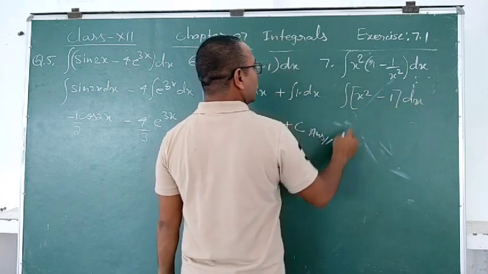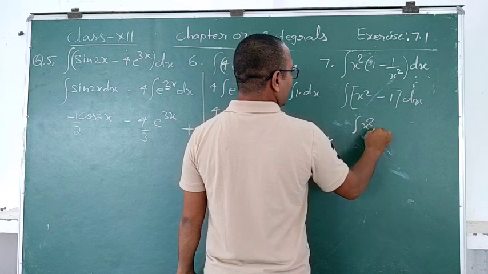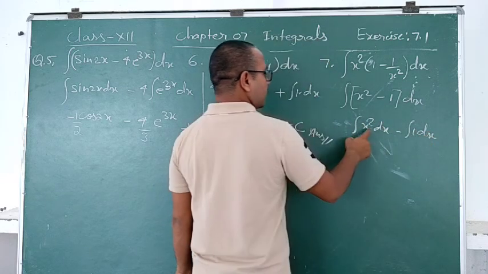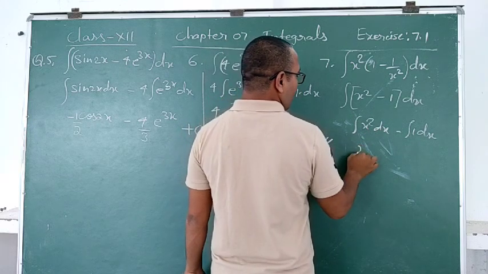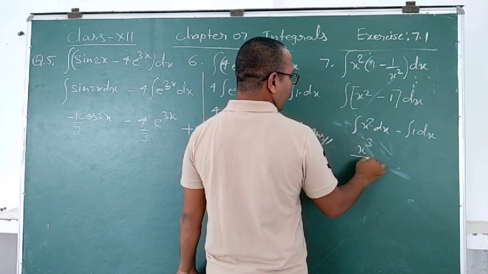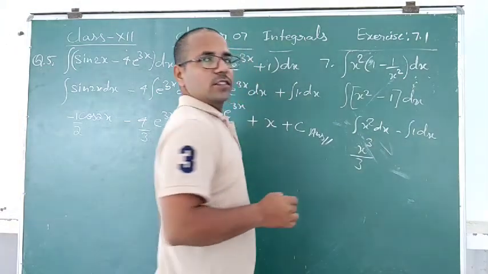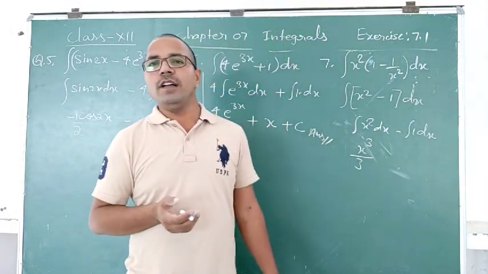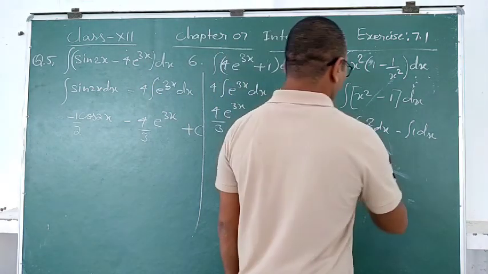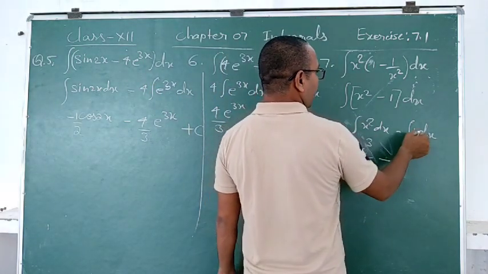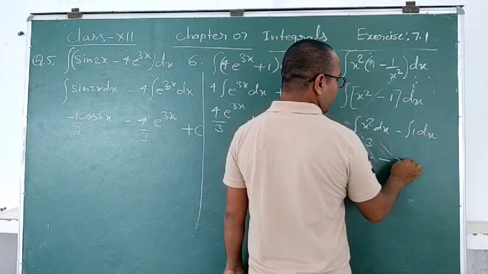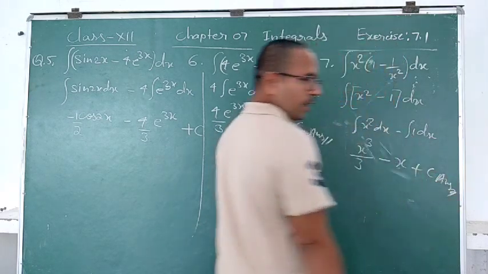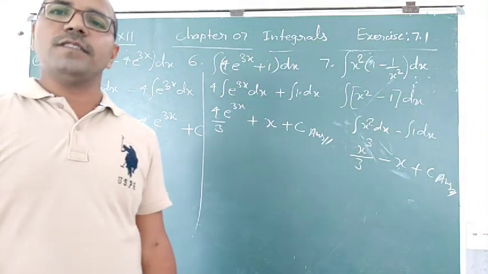So now multiply with this term, integral x square dx, minus integral 1 dx you will get here. So integral of x square is x cube by 3, as we are using the x to the power n integral formula, that is x to the power n plus 1 upon n plus 1. We are using this formula. We will get this one. Minus integral 1 dx, just now we have done, that is x, plus c. So this much is the answer. Clear students? So very simple questions.